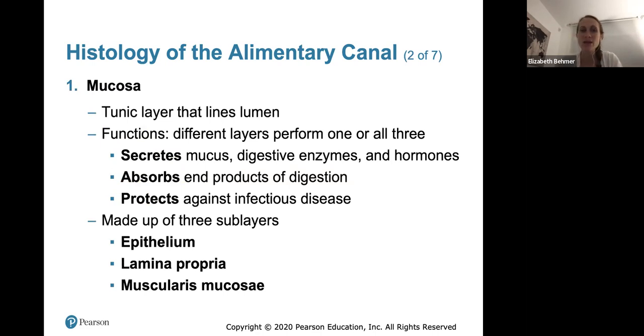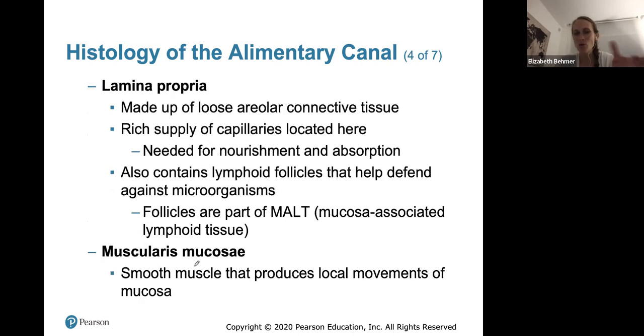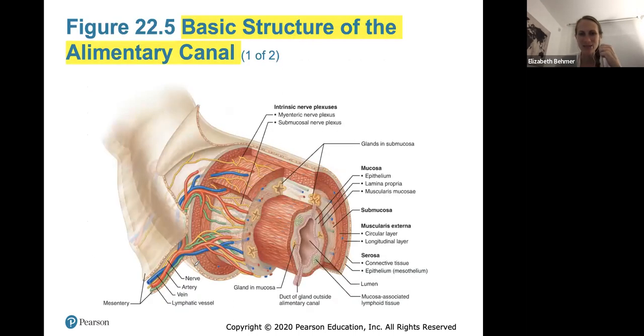So the mucosa is the innermost tunic that lines the lumen, and the lumen is the tube that the food moves down, or the waste. It has different layers that perform one or all 3 of these functions: secreting mucus, absorbing, and protecting against infectious diseases. And it's made up of these 3 sublayers, which are shown here, which we don't need to get into too much detail because we'll go over some of these details when we go through specific parts of your digestive system as well. So a picture like this, you should know well.